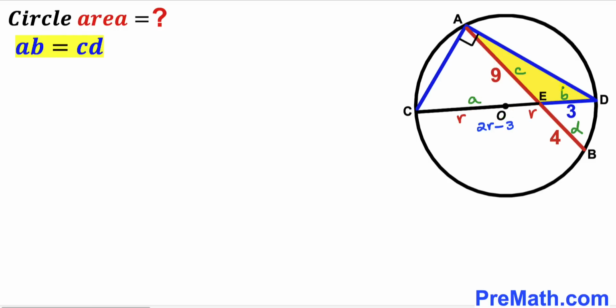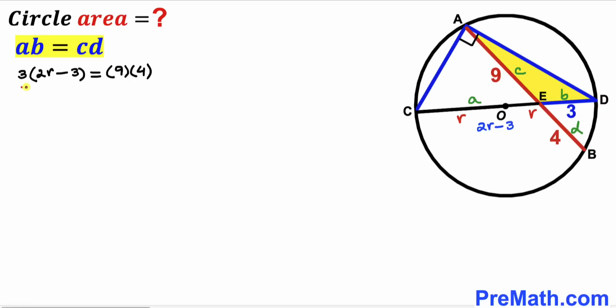Segment b is going to be equal to 3 units. The segment c is going to be 9 units. And finally, the segment d is going to be 4 units as well. So let's fill in the blanks in this equation. Our a times b is going to be 3 times 2r minus 3, which is equal to 9 times 4.